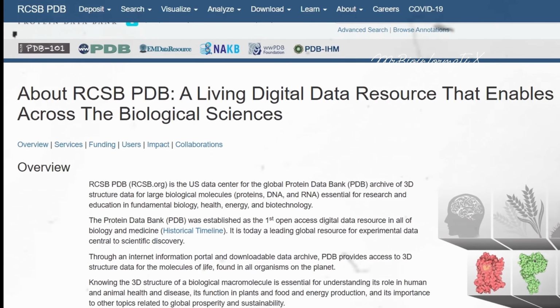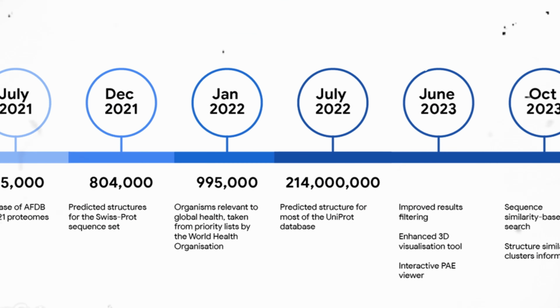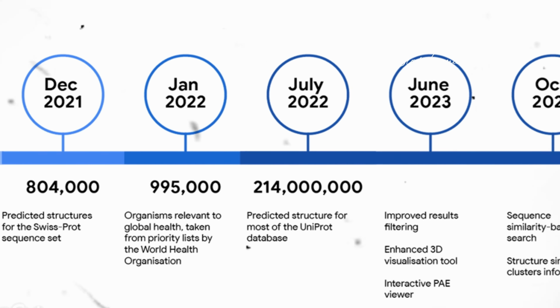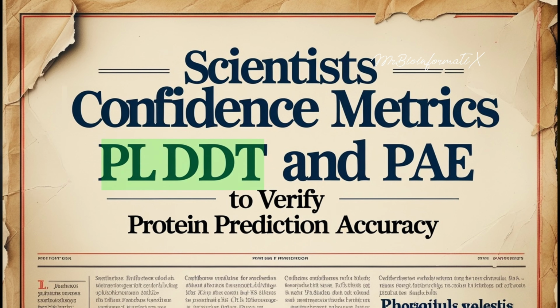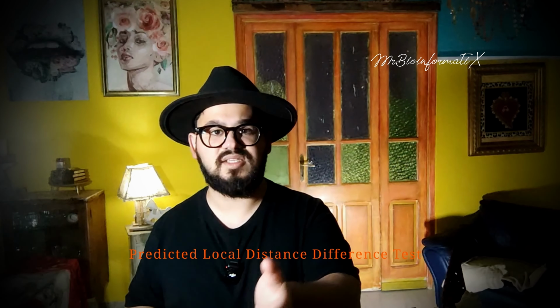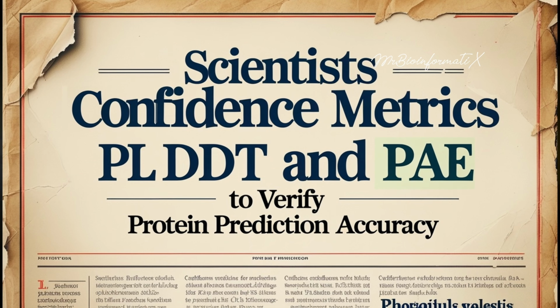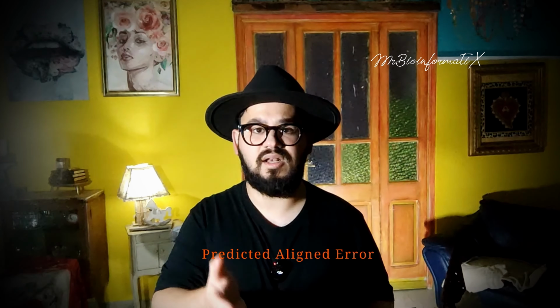Someone might ask, but how do scientists know if AlphaFold's predictions are accurate? That's a great question. AlphaFold was trained on data from the Protein Data Bank, or PDB, which contains over 200,000 experimentally determined macromolecular structures. To check the accuracy of the protein predictions, scientists rely on confidence metrics like pLDDT, or Predicted Local Distance Difference Test, and PAE, or Predicted Aligned Error.